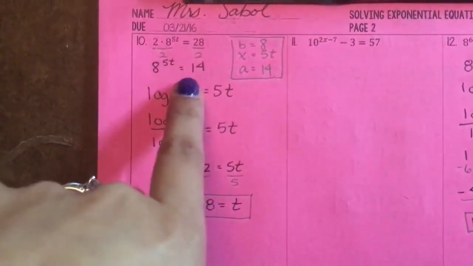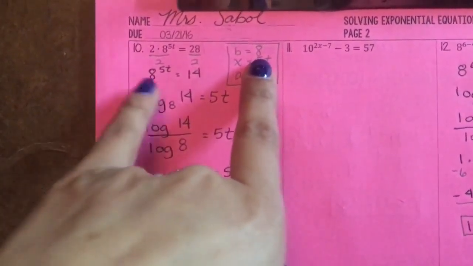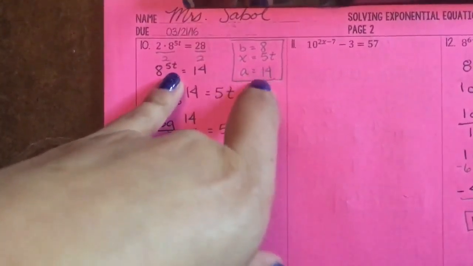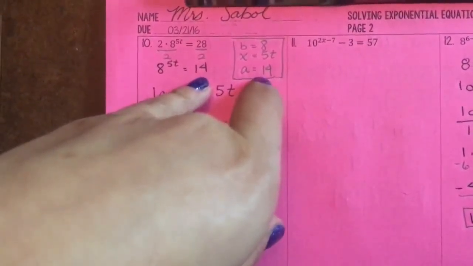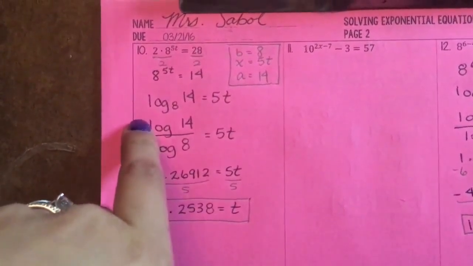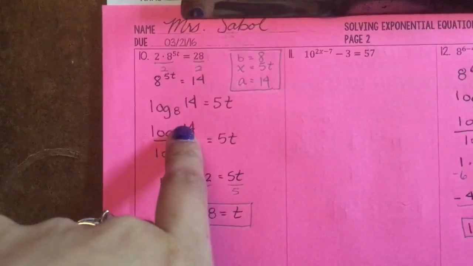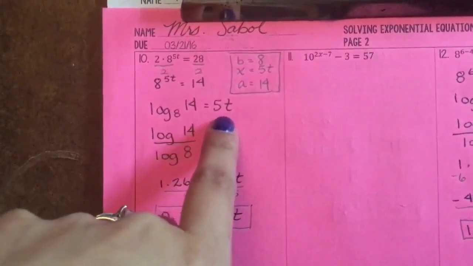Now, utilizing this equation, we may identify our base, which is 8, our exponent, which is 5t, and our answer, which is 14. Now we can rewrite in logarithmic form. This reads as log base 8 of 14 equals 5t.